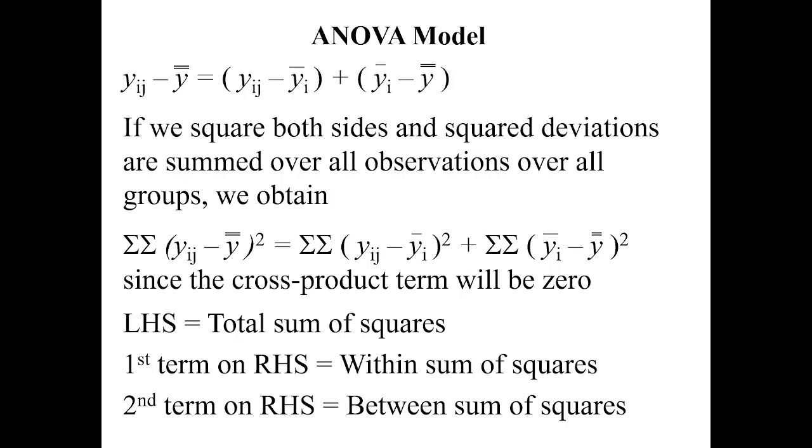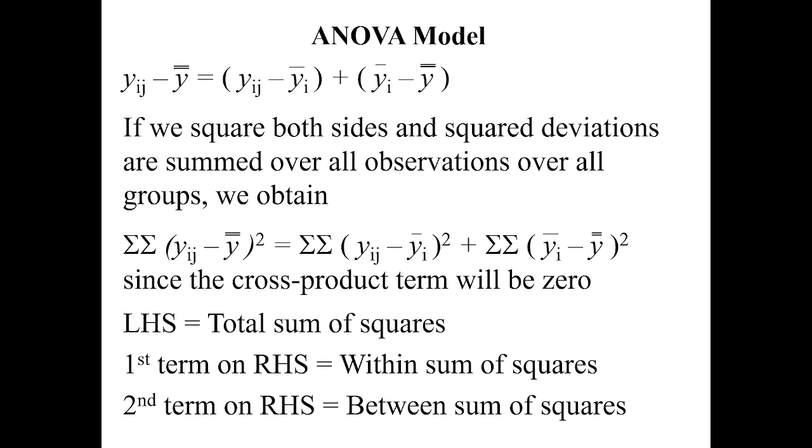Coming back to the model, Yij minus Y double bar is Yij minus Y bar i as one term plus Y bar i minus Y double bar as another term. So on the right hand side you have two terms. Numerically, the two sides are the same, so the difference from left hand side to right hand side is always 0. To overcome this problem, we square both sides.